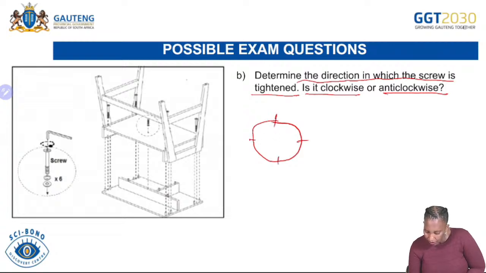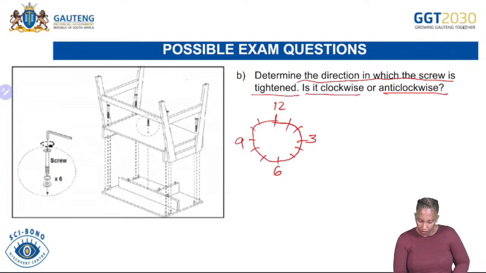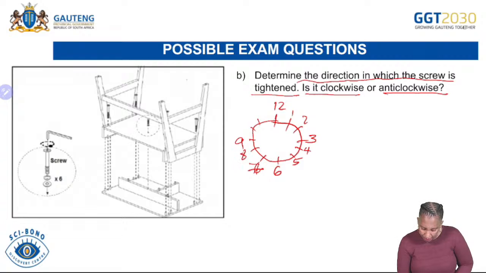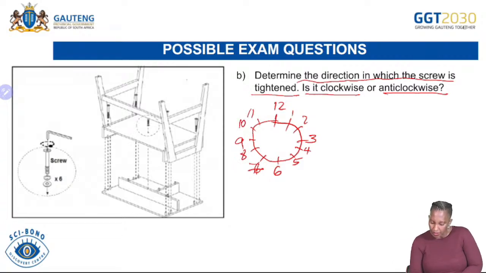I know my circle is not perfect. We've got 12, 3, 6, 9. And then in between here, we've got the numbers. So now we've got 12, 1, 2, 3, 4, 5, 6, sorry, it's 7, 8, 9, 10, and 11. As you have seen, this is the center of my clock.